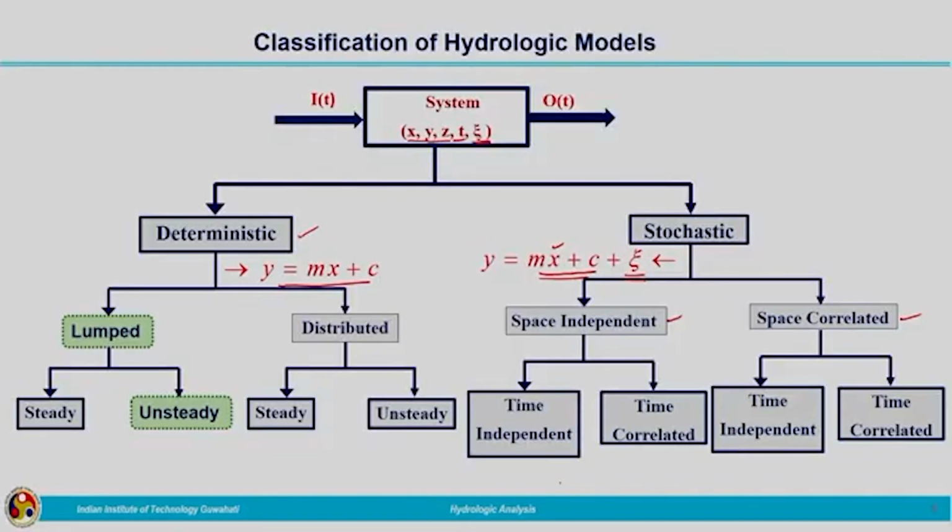The general classification of hydrologic models we have seen with the help of this flowchart. The main classification is deterministic and stochastic. We are going to look into the deterministic model only. Deterministic can be divided into lumped and distributed, and under lumped, steady and unsteady. Out of that, we will be looking into the unsteady lumped model in this module.